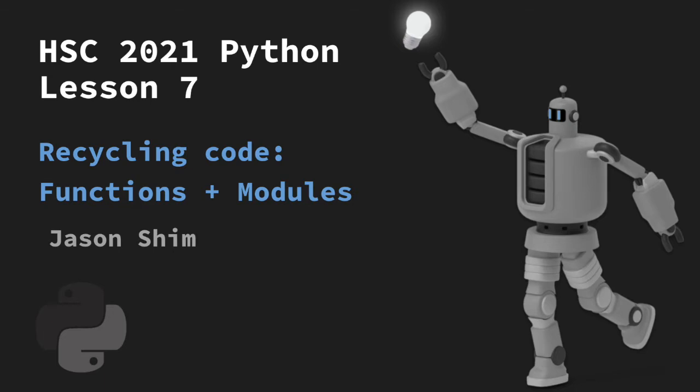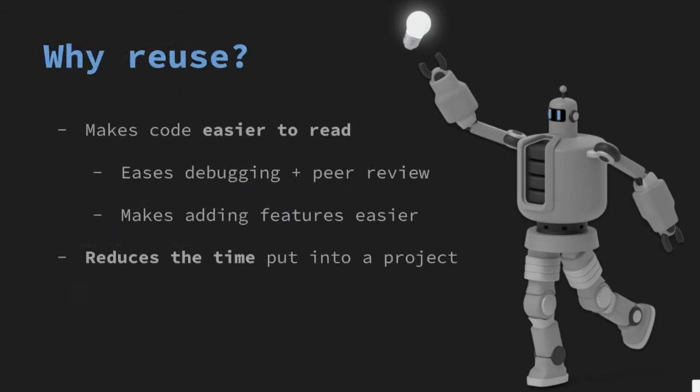Before we get into this any further, I'd like to start with a small discussion on why we should reuse code. The benefits are numerous. It makes code easier to read. This obviously makes debugging a lot easier, and it makes peer review not a game of telephone. It makes your code a lot less convoluted, is what I'm trying to say.